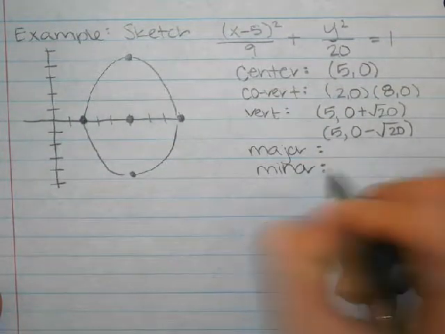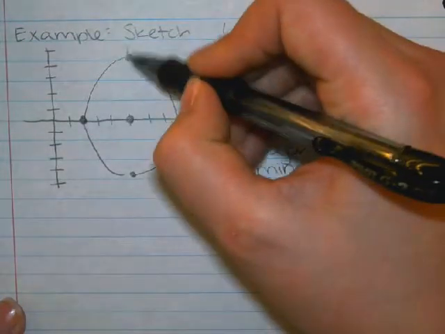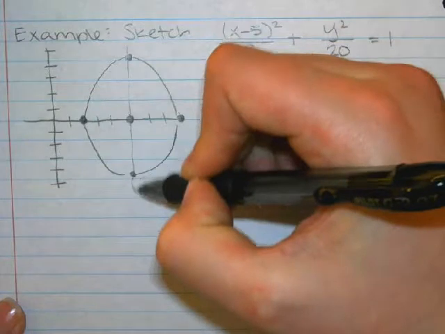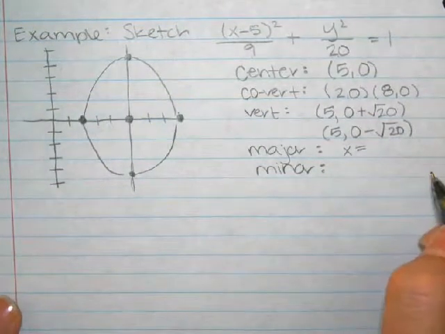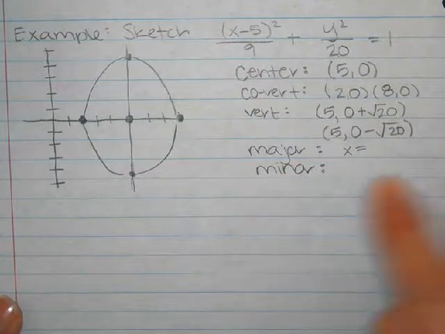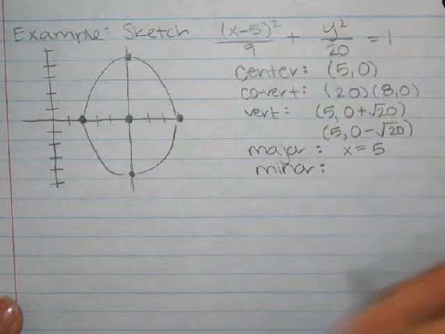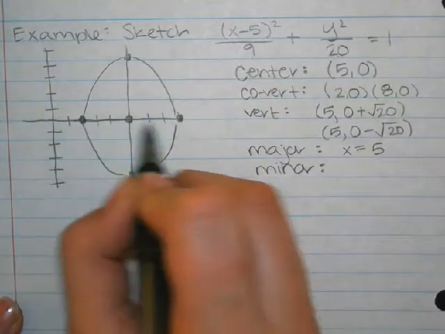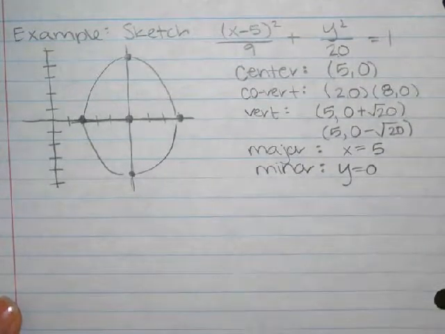So which one is vertical? The major. So here's the major axis. It's vertical, so that's an x equals equation. And if we look at the center, that tells us that the major axis is x equals 5. And then the minor axis is going to be this one, which is y equals 0. Are you all done?